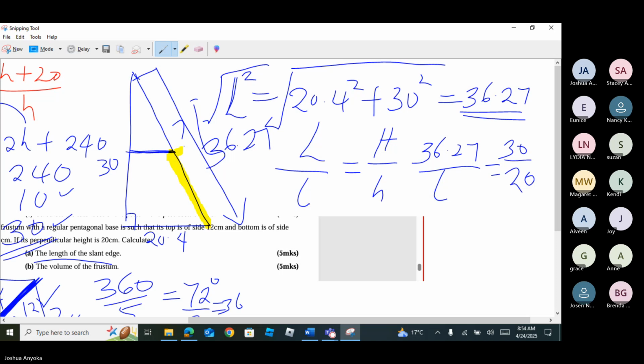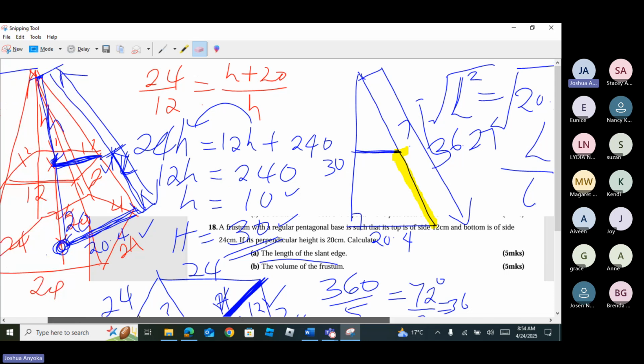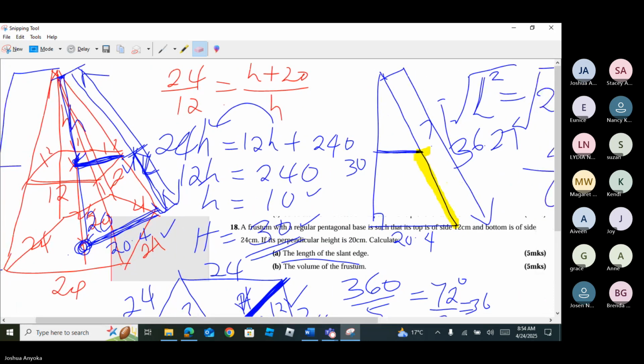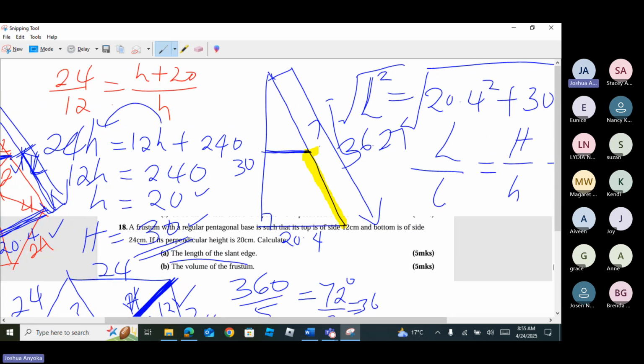Are you sure? Let's get back. Somewhere we found the small h. Oh, it is 20. It was 240 divided by 20. Then this one is also not correct. The capital H is not 30. It is 20 plus 20, which is 40. Yes. So we change everything.